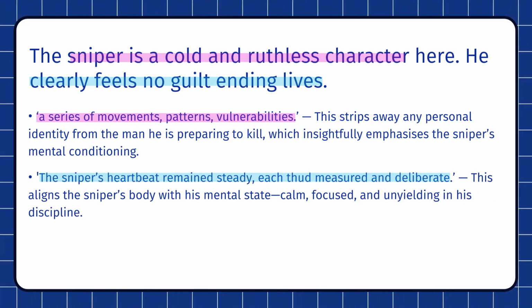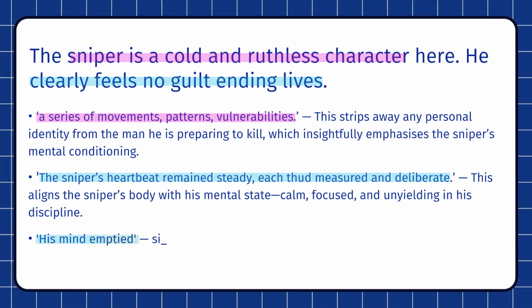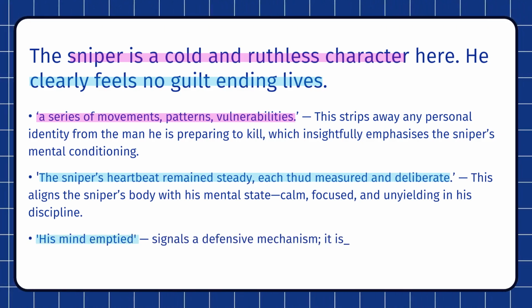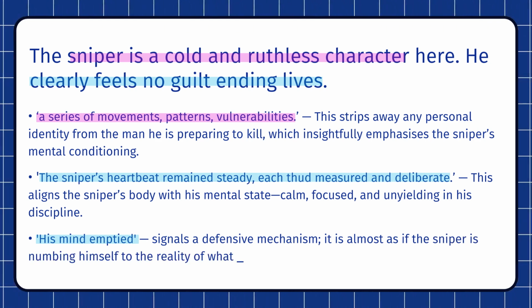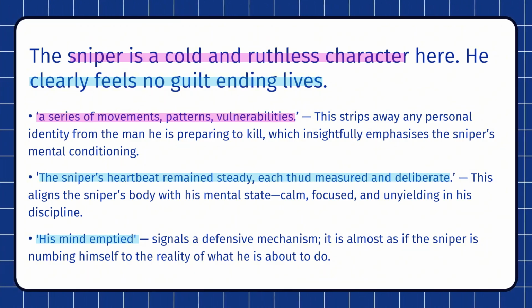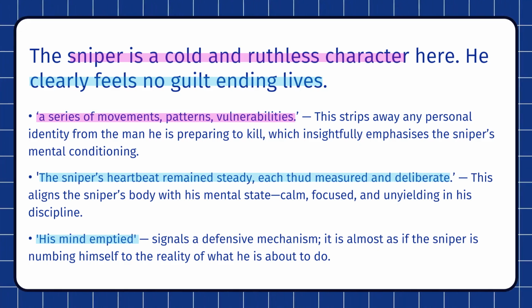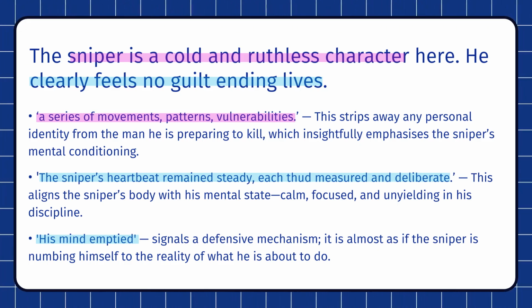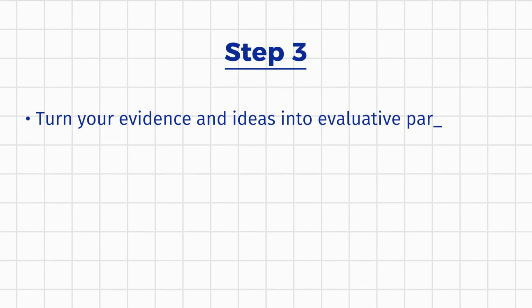But there's one quote in here I think is really interesting. "His mind emptied." I think this is like a defense mechanism. So it's almost like the sniper is numbing himself to the reality of what he's about to do. So perhaps we could use this to nuance my main argument, that I agree, and show a little bit of disagreement, that he does have a personal side. And now that we've got our evidence and ideas sorted, it's time for the final step, to turn them into evaluative paragraphs.